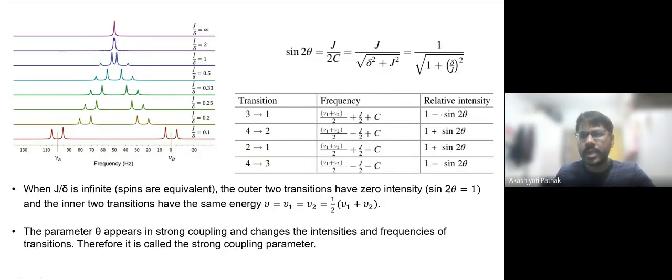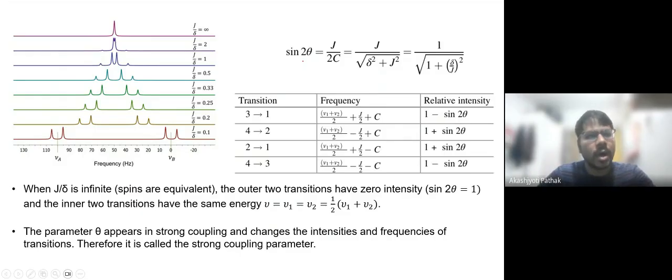And you can get the intensity of these peaks by this equation, 1 minus sine 2 theta, where sine 2 theta is J by 2C, and this 2C can again be written as root over delta square plus J square. If you divide it by J, then it is 1 by root of 1 plus delta by J whole square. So this is your sine 2 theta. Your theta parameter appears in strong coupling and changes the intensity. So you can obtain the intensity of the frequencies from this sine 2 theta value.